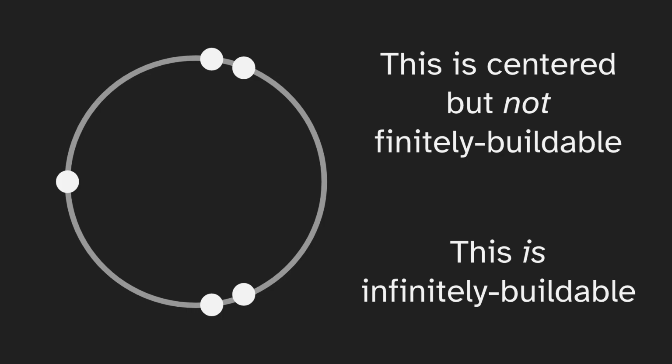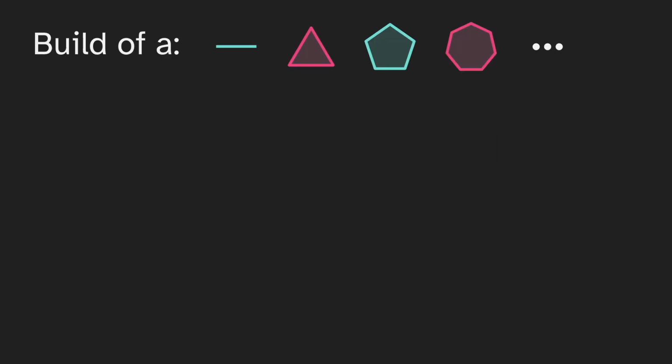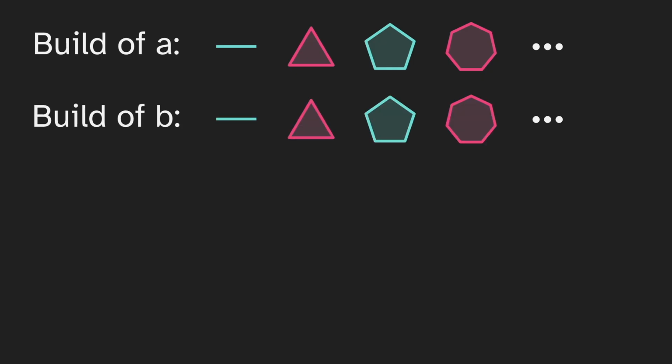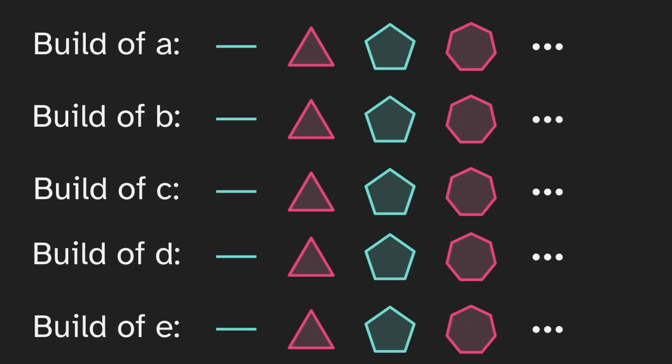And because we know how to build 1 point, that also means we can build pretty much anything that we want. In my last video, I gave this as a counterexample. This is centered, but not finitely buildable. But this is infinitely buildable. If we label each of these points A, B, C, D, and E, we can create each of them separately, mimicking the 1-point build from before. So we have a build of A, which is just a rotated version of that 1-point build, and then a build of B similarly, and C and D and E.